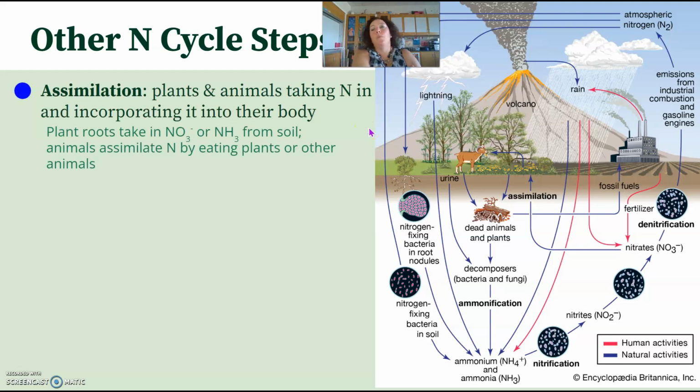All right, so once that nitrogen is fixed into the soil through nitrogen fixation, plants and animals take that nitrogen in through their roots or through eating, and that's called assimilation. So plant roots are going to absorb that nitrate or ammonia through their roots. Animals assimilate the nitrogen by eating other plants or eating other animals. And then that is going to be incorporated into their proteins and into their DNA.